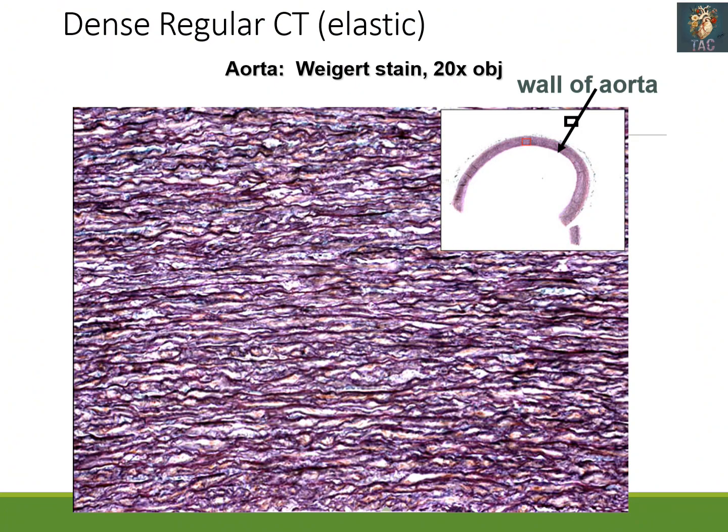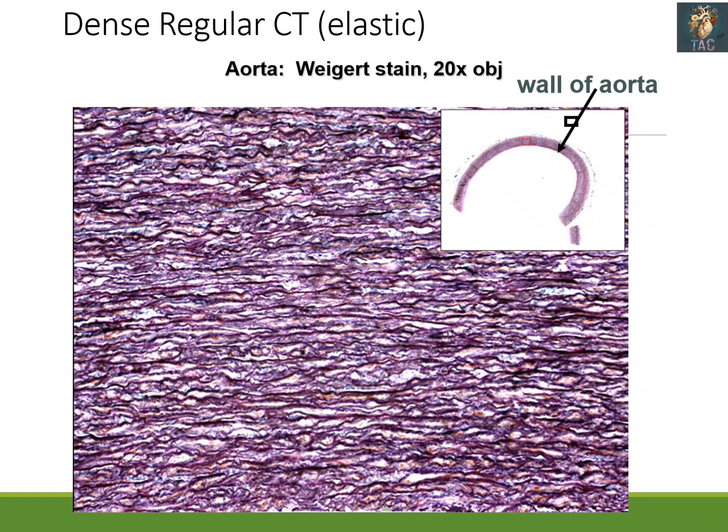Elastic connective tissue, in which this is the Verhoeff stain, usually taken from the wall of the aorta, and with this we can stain the elastic fibers blackish or deep violet in color. So you can appreciate the sheets of the elastic lamellae which are present in the wall of the aorta.